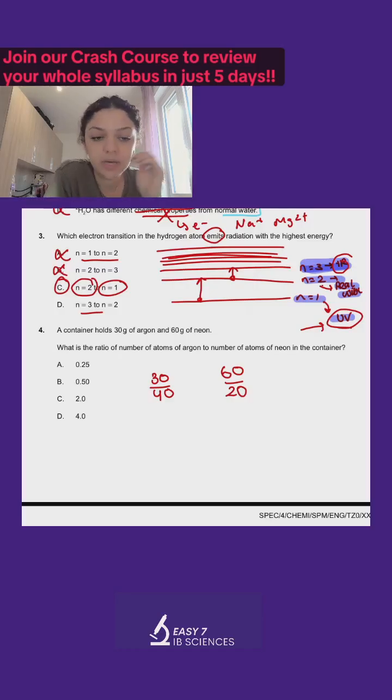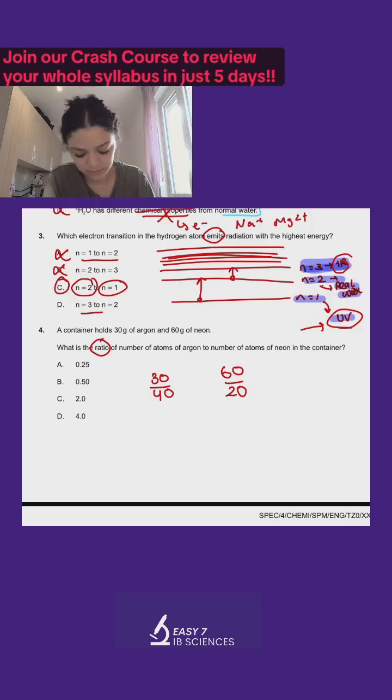I'm doing this because this is an empirical formula question. I'm trying to find the simplest whole ratio. And always when you have the simplest whole ratio, it's telling me to find the ratio, what am I trying to do? Find the number of moles. Very good. Someone said find the number of moles. Exactly. So always try to find the number of moles. How do I find the number of moles? I go grams divided by molar mass. That gives me the number of moles.